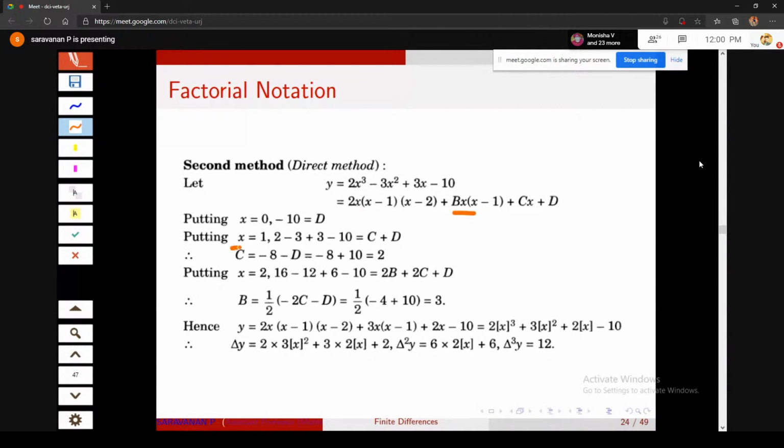So if I put x equal to 1, you can simplify here. This will become 0, x minus 1 will become 0, so you'll get c into 1 plus d. So you'll get c plus d equal to 2 minus 3 plus 3 minus 10. From this you will get the value of c, that is 2.